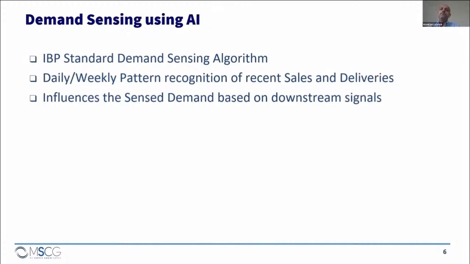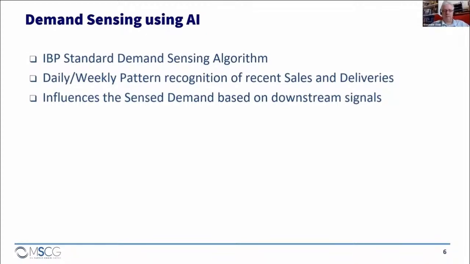The demand sensing algorithm is based on machine learning, and it is the IBP standard algorithm. It also recognizes patterns from daily or weekly buckets from your recent sales and deliveries. You can also have downstream signals and apply that logic to this AI algorithm. The demand sensing algorithm influences the sensed demand based on downstream signals like customer point of sales or customer inventory that we can model. We'll talk about one of the scenarios for customer point of sales in coming slides.